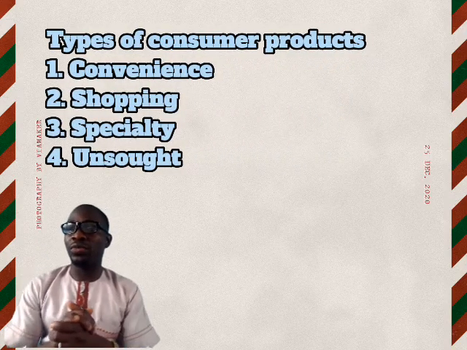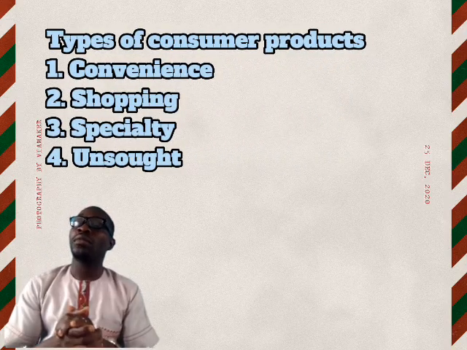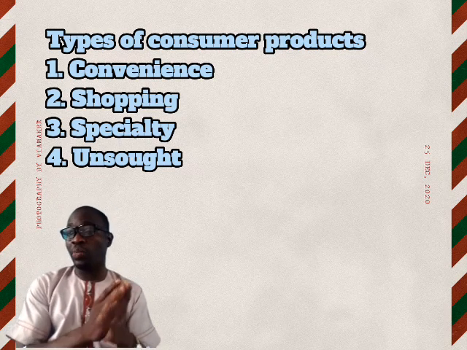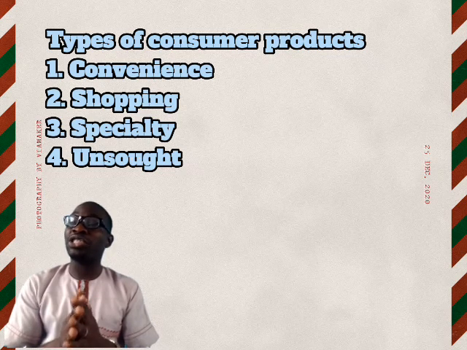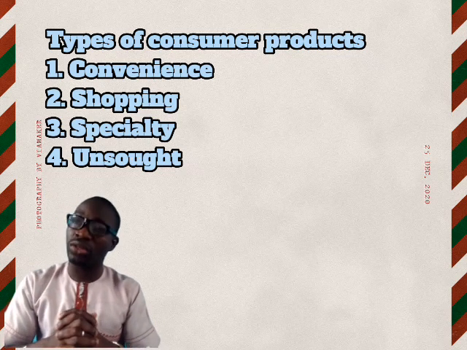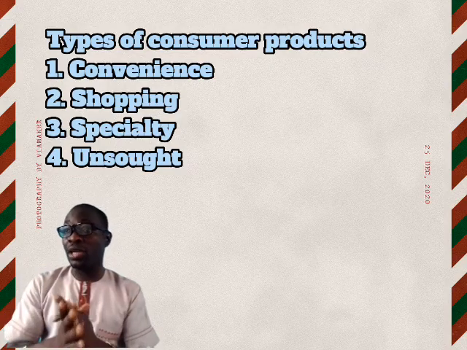Talking about the different types of consumer goods, we have just four of them. Number one, we have the convenience goods, we have the shopping goods, we have the specialty goods, and last but not least, we have the unsought goods. Next, we'll be talking about each and every one.